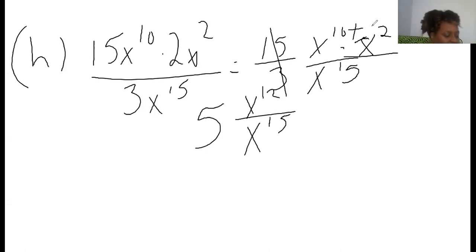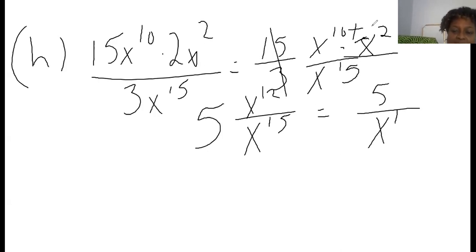So what I observe here is that I have 5 in my numerator, and the subtraction will occur in the denominator because the 15 is the larger exponent. So 15 minus 12 will give me 3. Final answer here is 5 over x to the third power.